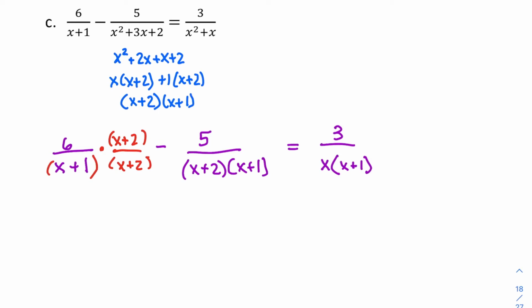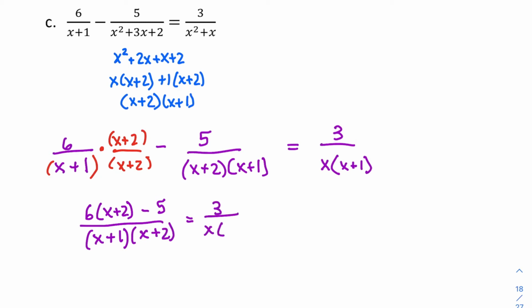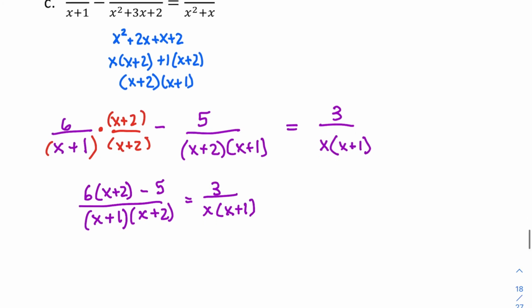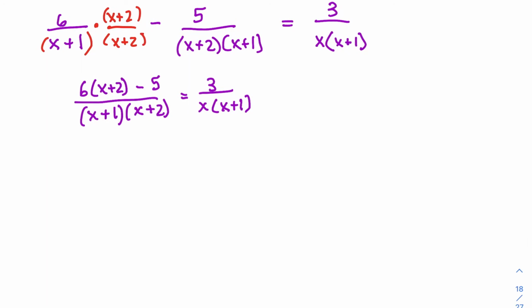So if I do my multiplication, I'll take my 6 times my x plus 2, and then it'll all have the same denominator of x plus 1 over x plus 2, so I can write it as a single fraction. If I actually work on simplifying the top of that fraction, I'll have to multiply before I subtract, so let me distribute and multiply my 6, and then I can combine some like terms and subtract 12 minus 5 and get 7.